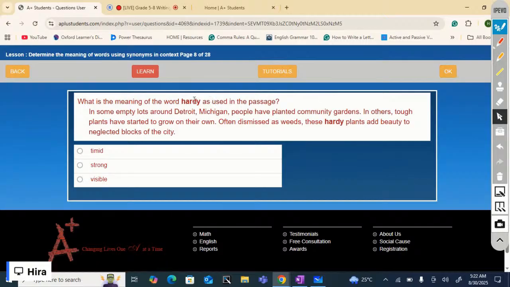Now, what is the meaning of the word hardy as used in the passage? Timid, strong, visible. Timid means weak. If you don't know the meaning of timid, I'm telling you, you may get help from this. So, timid, strong, or visible.